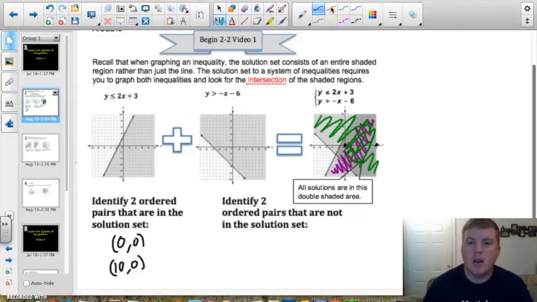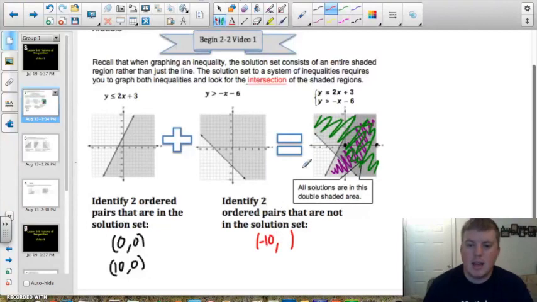Now sometimes you might also be asked to give ordered pairs that are not in the solution set. This is going to be found anywhere outside of the purple and green here. It could be where we just have green, it could be where we just have purple, or it could be where it's not shaded at all. So I'm just going to pick two points out of here. Again, there's a whole bunch of different situations you could pick.